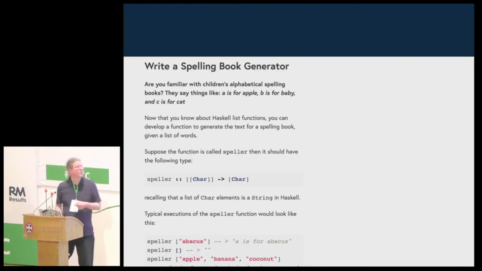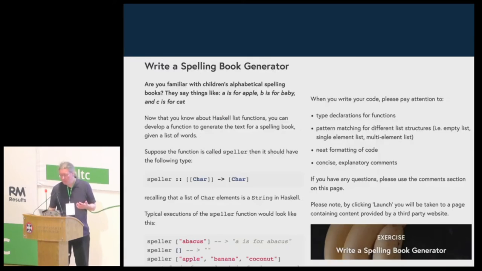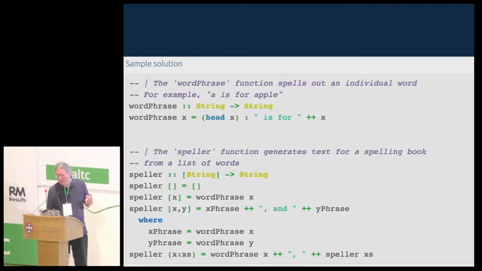So this is a question. Write a spell book generator. It's the sort of thing that Haskell's a good language for doing. And they were given these instructions about how to write good quality code. And then here's a sample solution. As you can see, it's a quite concise language.